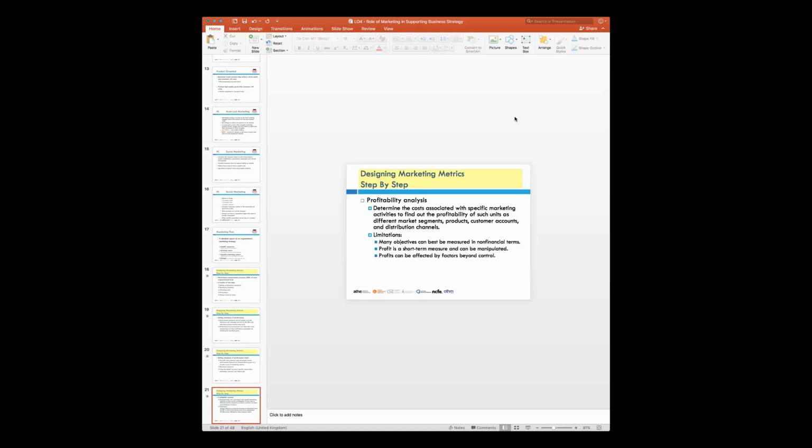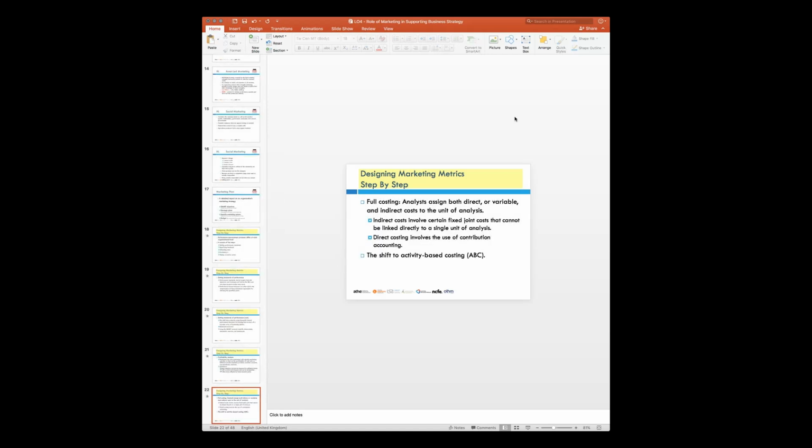So exports today are much more favorable in the UK because the pound is falling as compared to the euro. But if the pound becomes strong, then imports become cheaper and exports become expensive. So there are these external factors which affect the profitability analysis. There are other metrics that you can look at.